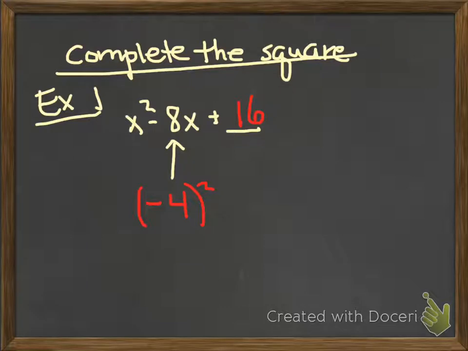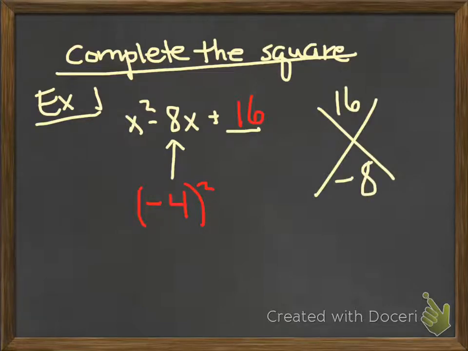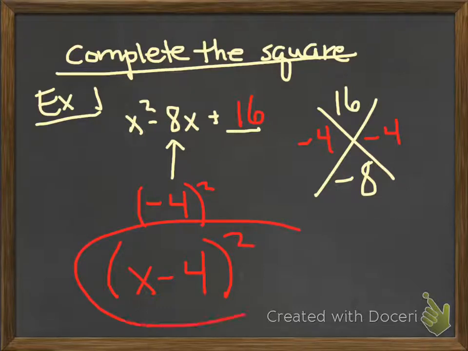Okay, so now what if I were to factor this? 16 on top, negative 8 on the bottom, you get negative 4 times negative 4 is positive 16 and adds up to negative 8. So that means basically x squared minus 8x plus 16 is x minus 4 squared. So these are related. This is the sum, this is the product.